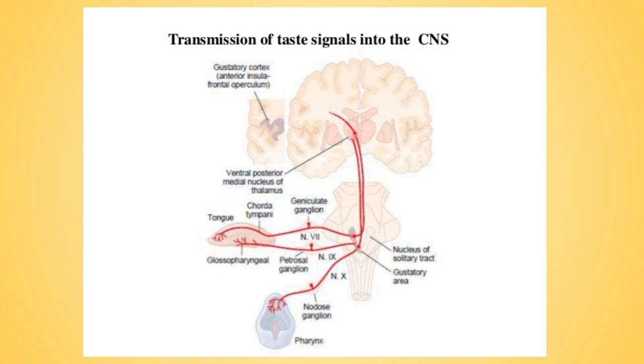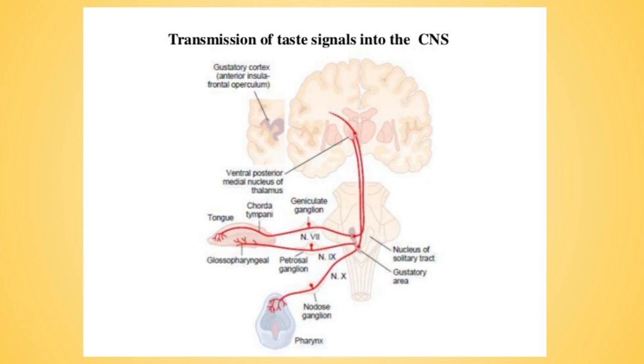The taste from the posterior most part of the tongue and the epiglottis travels through the vagus nerve till the inferior ganglion of the vagus nerve. These central processes also reach the tractus solitarius. After a relay in the tractus solitarius, the solitariothalamic tract is formed, which becomes a part of the trigeminal lemniscus and reaches the posteroventromedial nucleus of the thalamus of the opposite side.